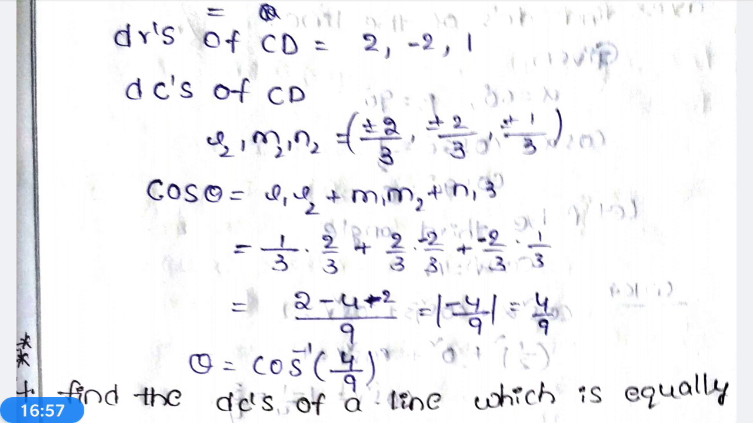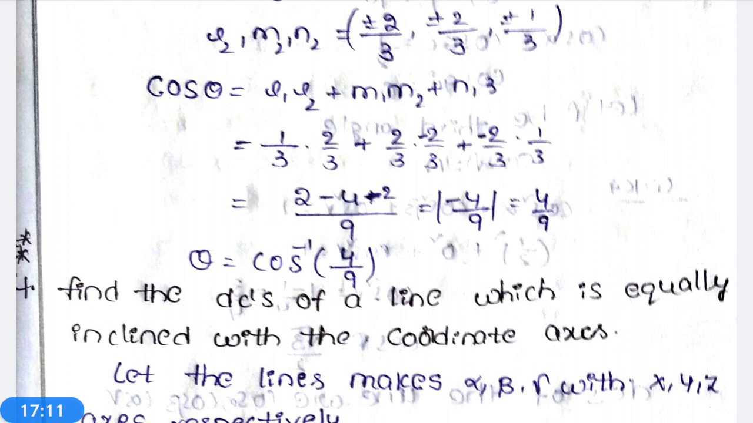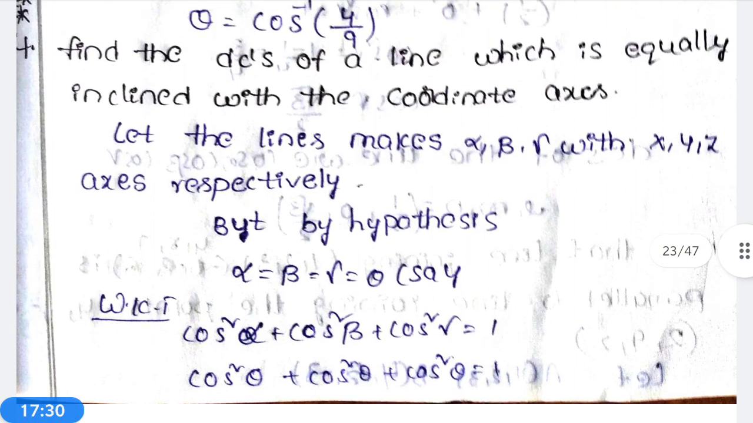Next, cosine of the angle between the two lines AB and CD: cos theta is equal to l1 l2 plus m1 m2 plus n1 n2. This implies 1 by 3 into 2 by 3 plus 2 by 3 into minus 2 by 3 plus minus 2 by 3 into 1 by 3 is equal to 4 by 9. Therefore, theta is equal to cos inverse 4 by 9. This is the final answer. Now, a very important problem for the examination point also.